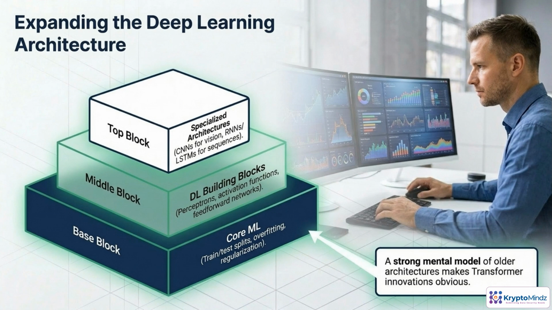To really understand transformers, build your skills in layers. First, strengthen core ML habits: how you split data, detect overfitting, apply regularization, and evaluate models with metrics like accuracy and F1. Next, layer on neural network basics: perceptrons, activation functions, simple feed-forward networks, and an intuition for backpropagation. On top of that, learn CNNs for images and RNNs or LSTMs for sequences. Code-first beginner courses are ideal for walking through this progression in a structured way.